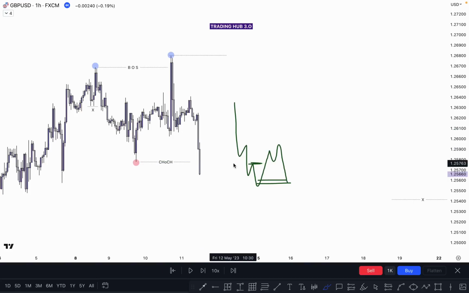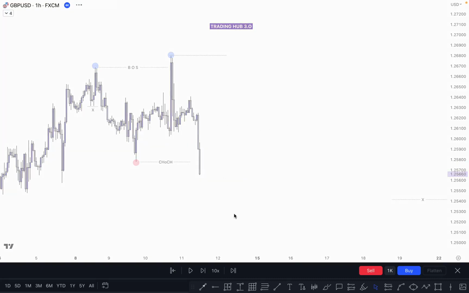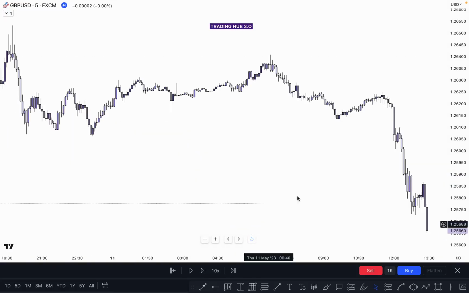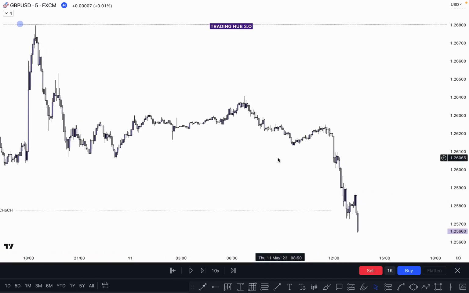And this is our CHoCH, change of character, and we are going to switch here to a 5-minute time frame because we are using 1 hour. Then you have to switch to a 5-minute time frame to see exactly what is happening here and how we can deal. Look at this one. This is very important. If you are not able to understand this, you can rewatch this chapter again and again. This will help you a lot.